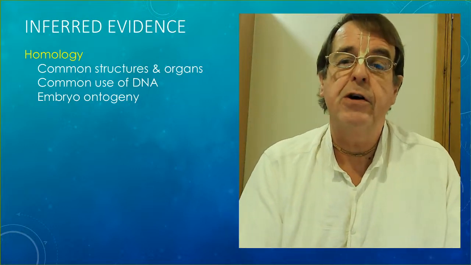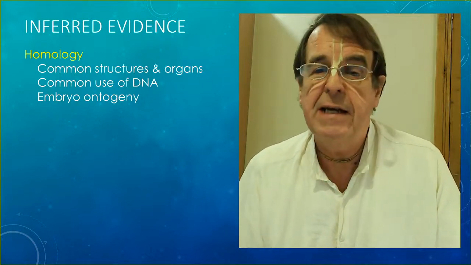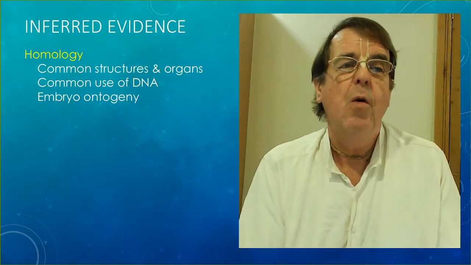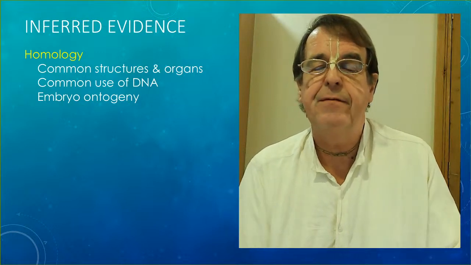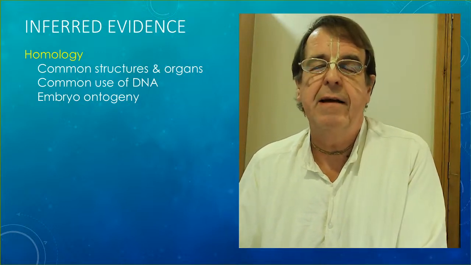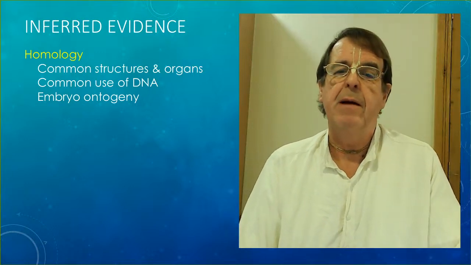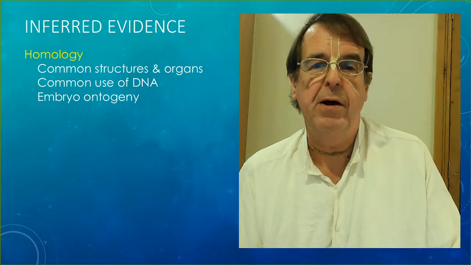We have common structures and organs, i.e. the physical features. We have the common use of DNA, and we have a common kind of ontogeny, i.e. the development of the embryo. It follows in different species. The embryo seems to follow roughly the same sort of procedure. So these are three important aspects of homology.